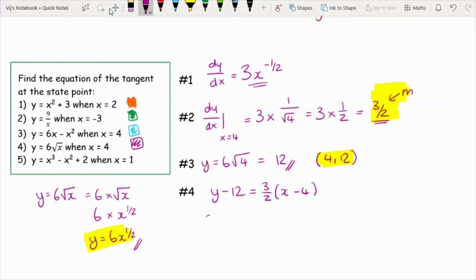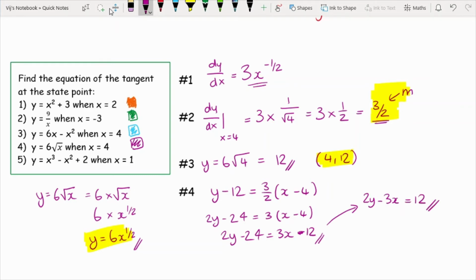So moving the 2 over to the side, I've got 2y minus 24 equals 3x minus 4. And then I get 2y minus 24 equals 3x minus 12. And then chucking everything onto one side to make it a little bit easier for us to see. So let's go for, we can leave it as a fraction of this. And again, how you write your answer could be completely different to how you want to write it. So I'm going to go for 2y minus 3x equals 12. And there is your final answer.